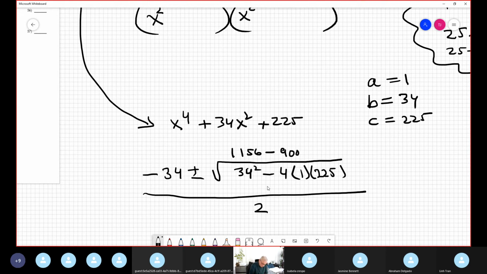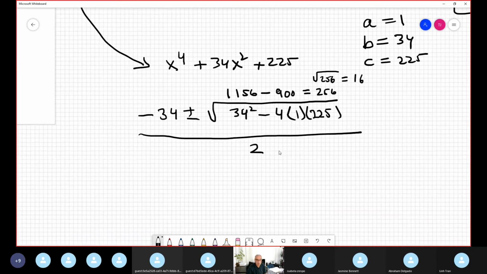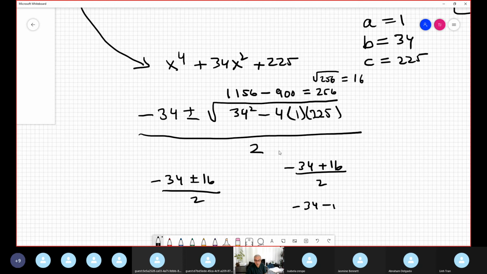Okay. Entonces, 1156 minus 900 is 256. Okay. I like that because 256 is a perfect square number. And the square root of 256 is 16. Okay, beautiful. Then we have negative 34 plus or minus 16 divided by 2. You separate into pieces: negative 34 plus 16 divided by 2, and negative 34 minus 16 divided by 2.